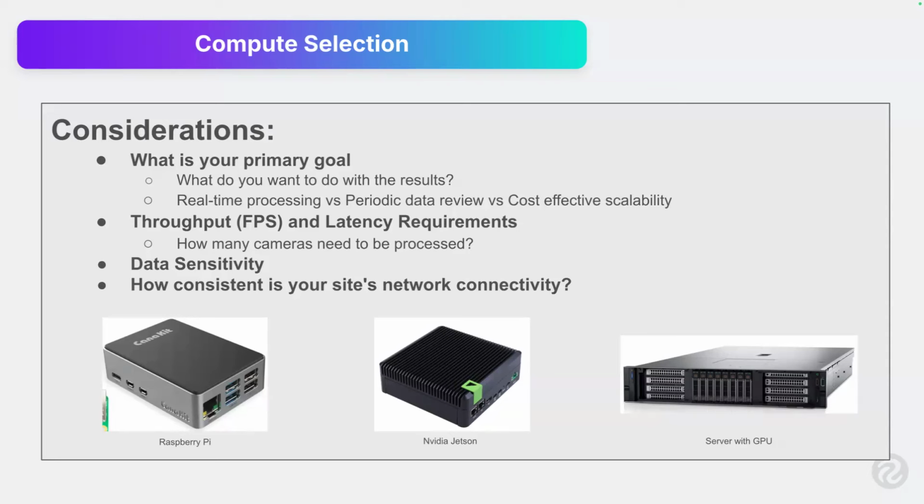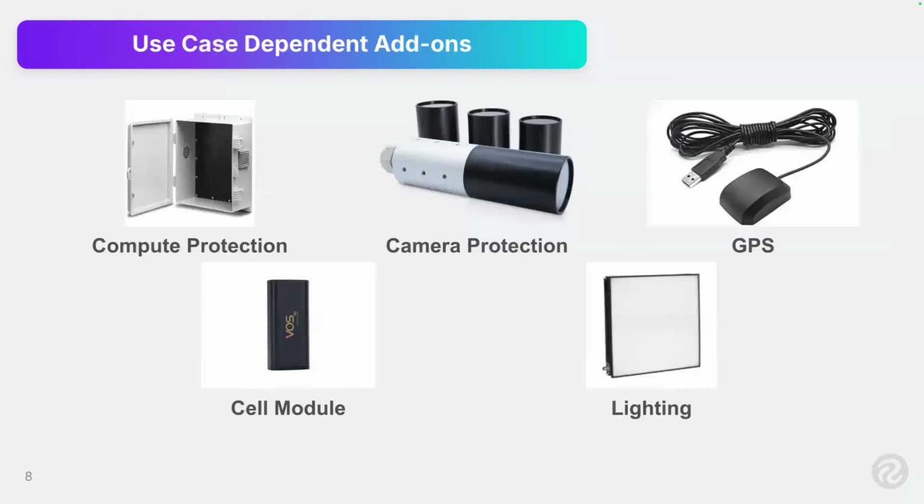And then finally, your server. This might be a Dell server or something that you have a GPU in, and then it's going to process something like 10 cameras all at once. And this server can obviously be in your server room or if you leverage the cloud. So there are a few different options, and these are the considerations to really help you narrow down the type of compute that you might need.